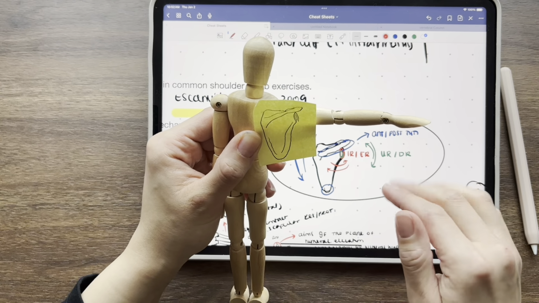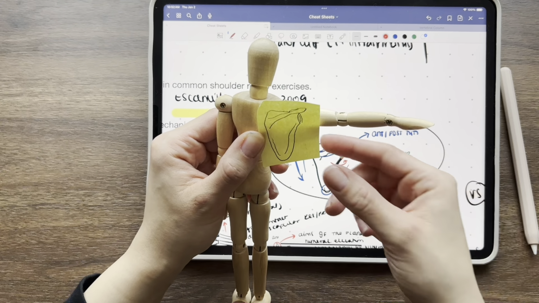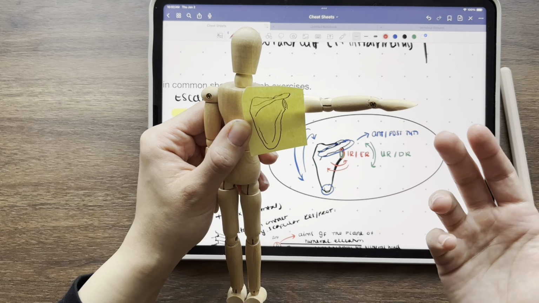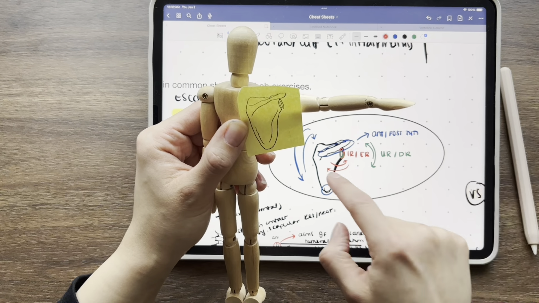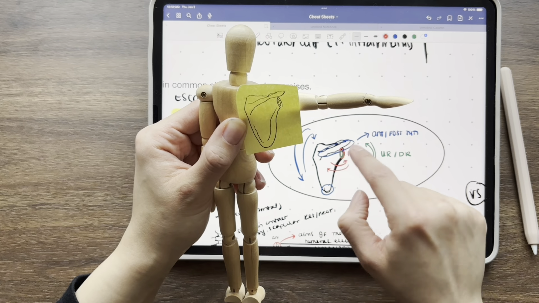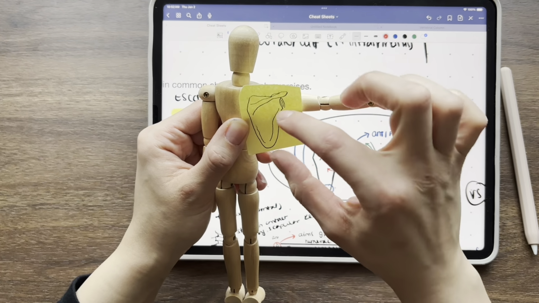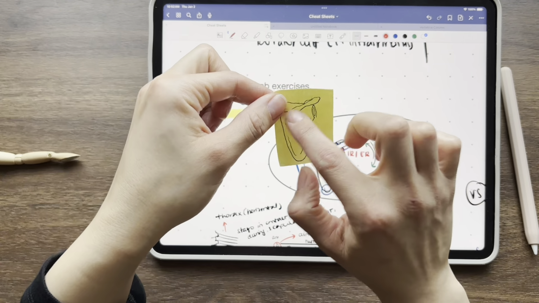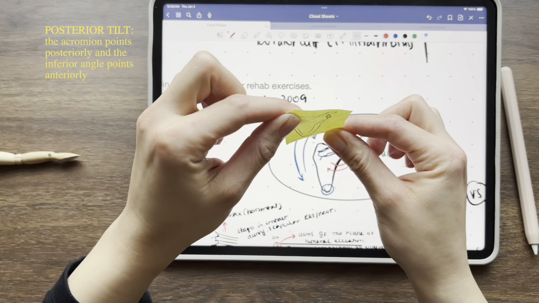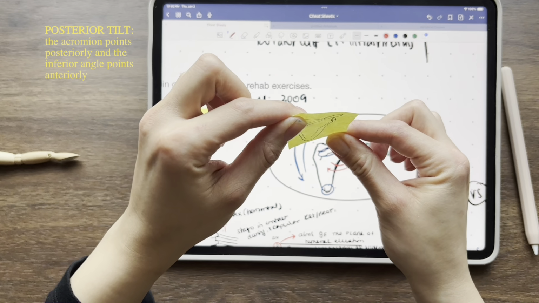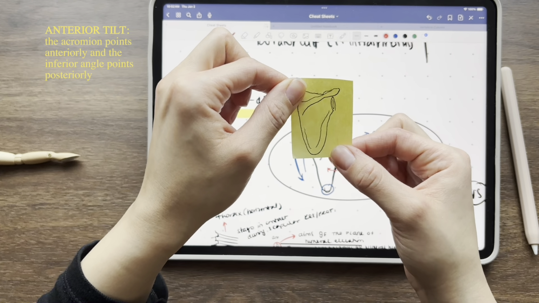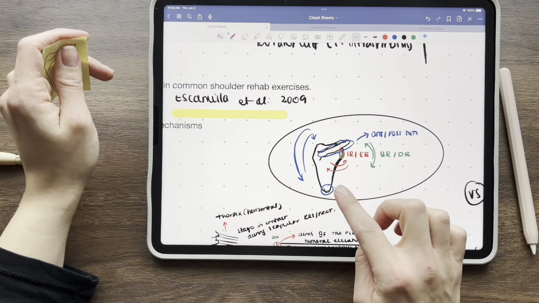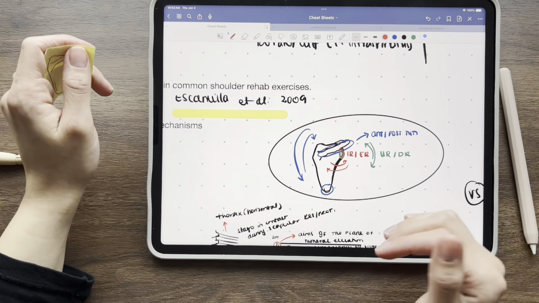And lastly, what's going on? There's going to be a tilt. So the scapula is going to posterior tilt. So what are we looking at here to know if there's an anterior or posterior tilt? We're looking at the acromion and the inferior angle of the scapula. When there's a posterior tilt, these 2 structures are going to point towards the back. In an anterior tilt, they're going to point towards the front. So that's great. Okay, so I know what's going on at my scapula when there's shoulder abduction.